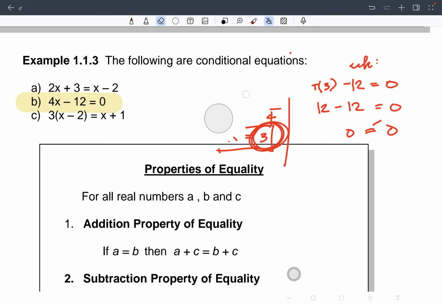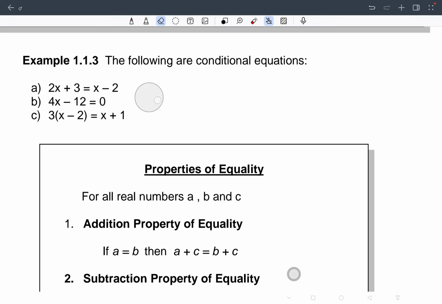So let us continue solving for the third equation. Ano ang root or the solution dito? The equation is 3, the quantity x minus 2 is equal to x plus 1. So, paano natin i-solve yan? First, i-distribute natin yung 3 dito sa loob ng nasa parenthesis para ma-simplify natin. Applying distributive property, we will have 3 times x, 3x, minus 3 times negative 2, negative 6, equals x plus 1.